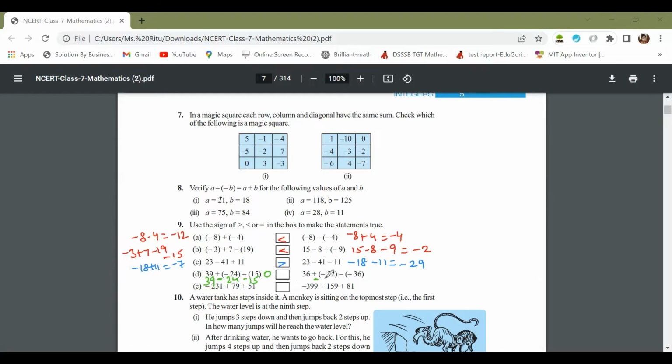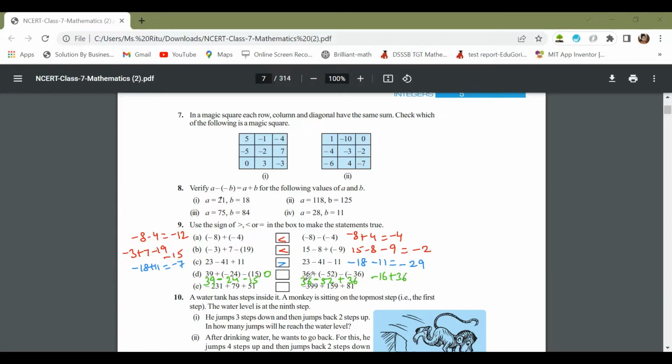36 minus 52, because plus minus is minus and minus minus is plus. So 36 minus 52 plus 36. You can do it in two ways basically. First way is 36 minus 52 you can solve. If you do so, 36 minus 52 would give you minus 16, plus 36.